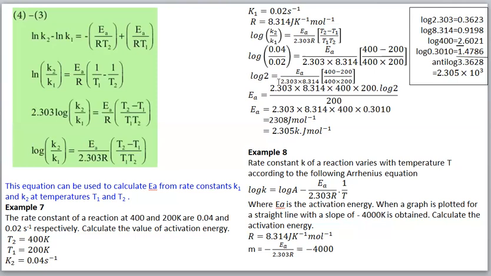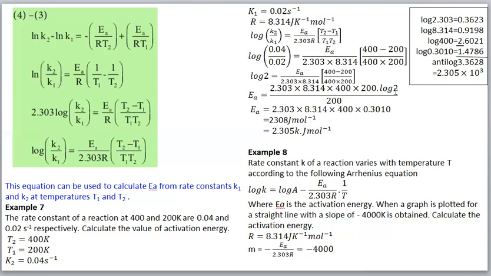The denominator values will go to the numerator, cross multiply. So Ea equals 2.303 into 8.314 into 400 into 200 into log 2, divided by the numerator you see, 400 minus 200, that is 200. Now this 200 and this 200 cancel. The remaining terms we can write: 2.303 into 8.314 into 400 into log 2, which is 0.3010.